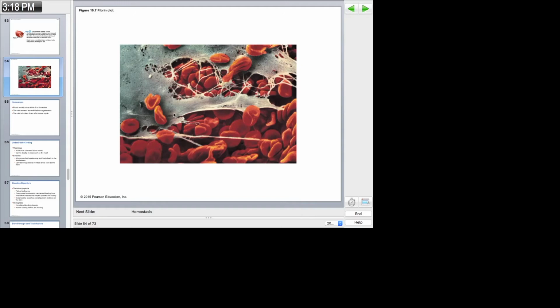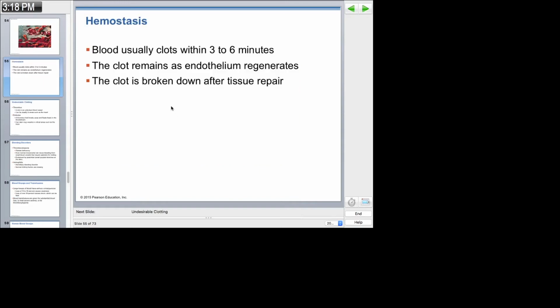Once that happens, you've got the blood clot, and it happens specifically within 3 to 6 minutes, and it stays in place until the endothelium is repaired. Once it's repaired, it gets broken down and recycled back through the kidneys into the body.